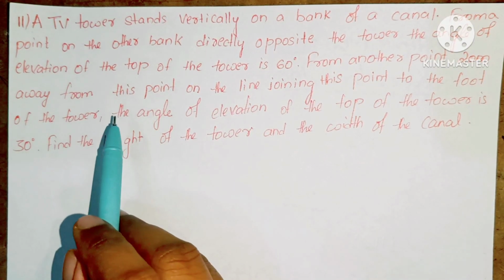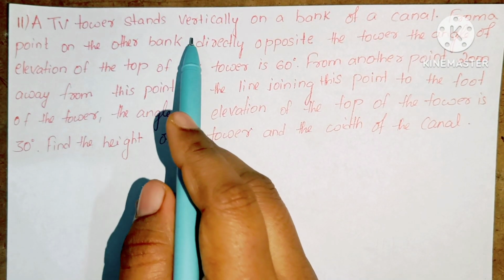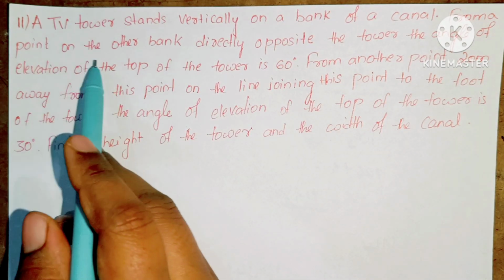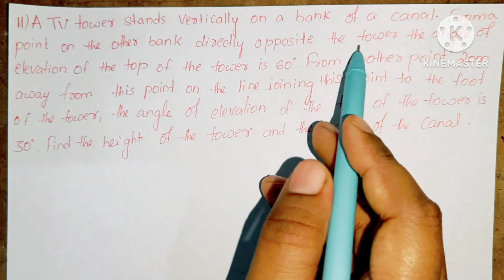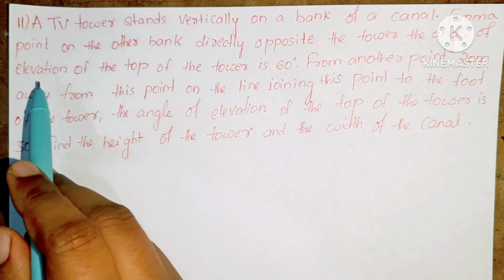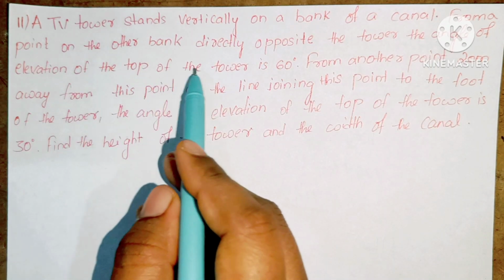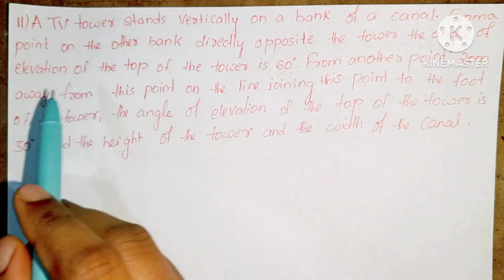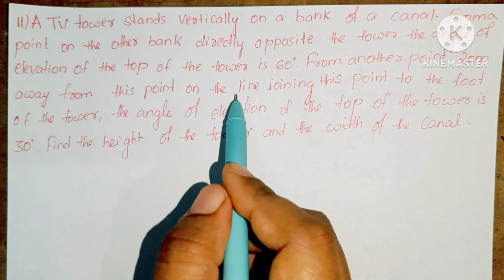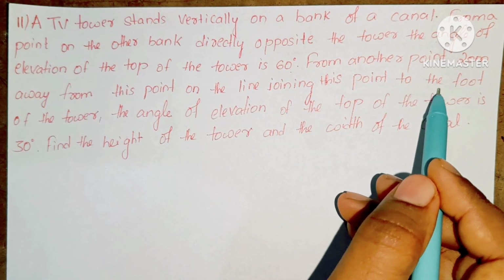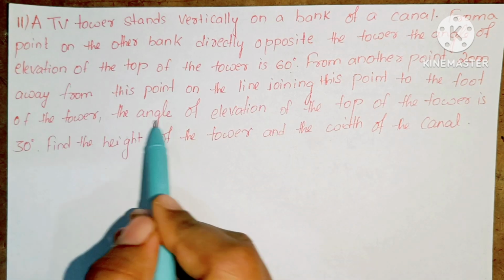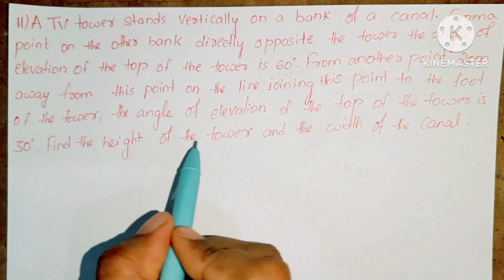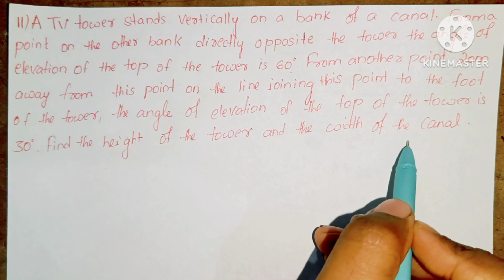So next, a TV tower stands vertically on a bank of a canal. From a point on the other bank directly opposite to the tower, the angle of elevation of the top of the tower is 60 degrees. From another point 20 meters away from this point on the line joining this point to the foot of the tower, the angle of elevation of the top of the tower is 30 degrees. Find the height of the tower and the width of the canal.